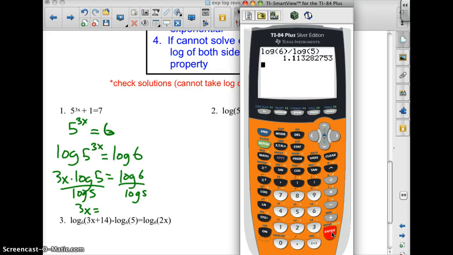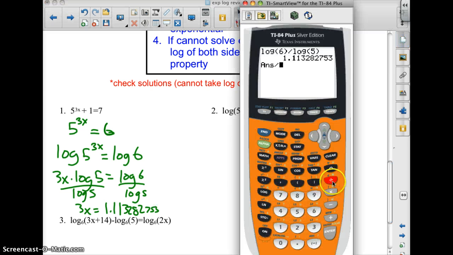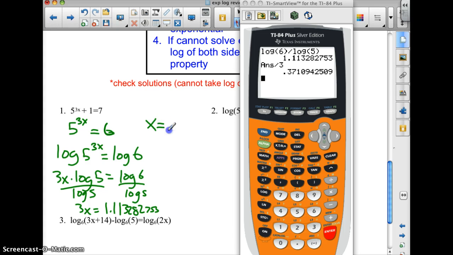I got 1.11328753, right? And I'm going to divide that by 3, okay? So this 3x equals 1.1132827753. And just write it all, okay? Just write it all. Now divide both sides by 3, and write on the calculator, divide by 3. Don't round until you get to the end, okay? You don't want to make rounding errors because you started rounding too early. So whatever, I'm going to say solve this to the nearest 10th, right? So it's x equals 0.37. That's what I got, okay?